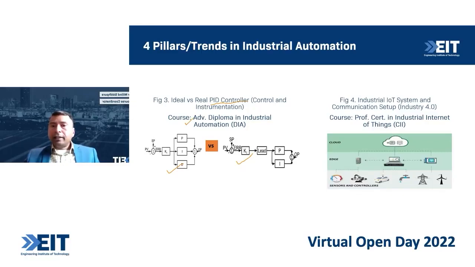So that's that. And then the last field for industrial automation is industrial IoT systems and communication setup. You could see the picture of a particular setup of an IoT system, which is taught at a professional certificate level as well. So that's all covered, and these are all the trending areas.